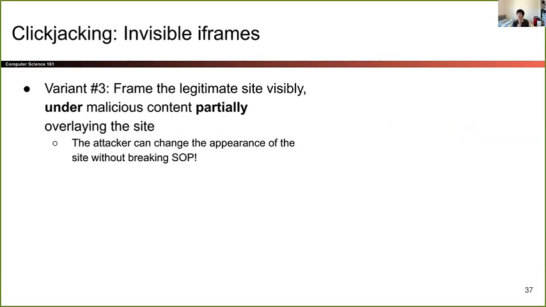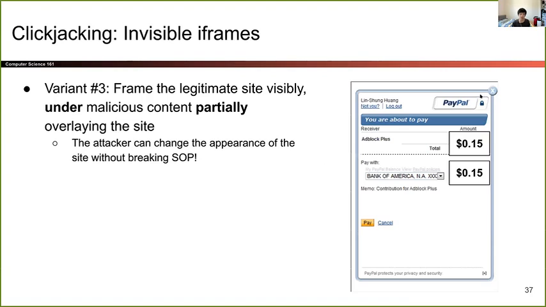And there's a third one that's, I think, really clever. You put the legitimate website under the malicious content, and the malicious content is partially obscuring the site. So we can change the appearance of this website, even though we have to deal with same origin policy. So we can't change the content of this website, but we can put content on top of the website and make it look like we're only paying 15 cents for this, when in actuality, maybe we're paying $500 for something. And we agree to pay this, and we realize, oh no, we've just agreed to pay $500.